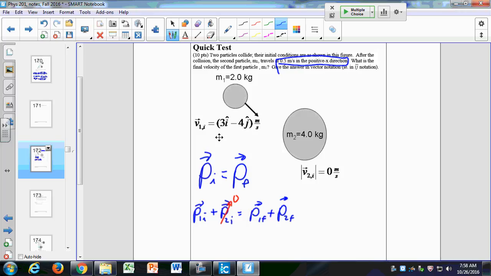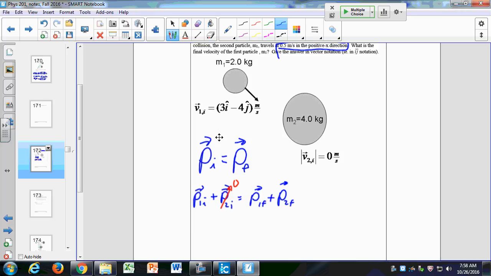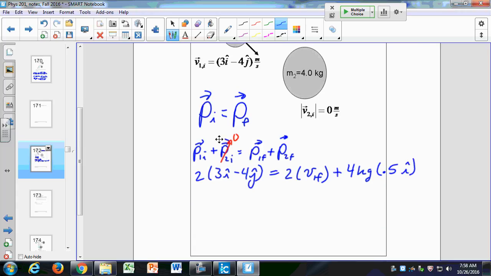V1F is given right here in the problem. So it's going to look like this. I'll have 2 kilograms times 3I minus 4J equal to 2 kilograms times V1F, that's what I want to know, plus 4 kilograms times 0.5. What is that, I, J, or K? It's I, because it's in the positive X direction, and so it's positive I.